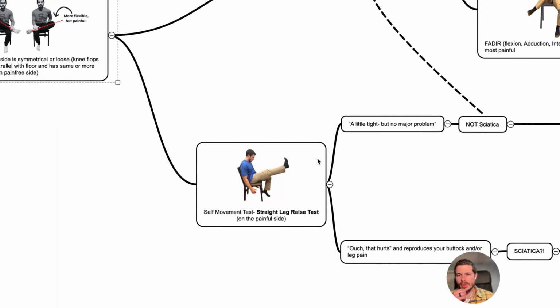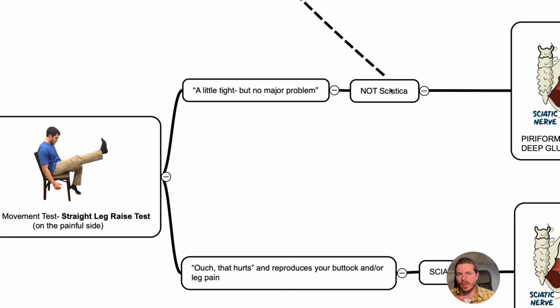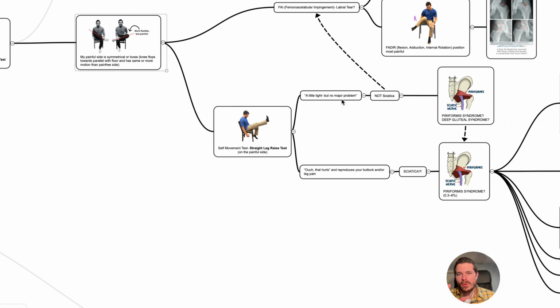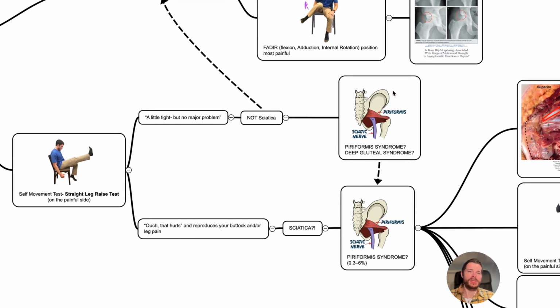So let's go ahead and do a straight leg raise test and see what happens on the painful side. Start with your heel on the ground, raise it on up. If you say, hey, Charlie, it's a little tight, but not too bad, chances are you don't have sciatica. We know, for example, that with a negative straight leg raise you can rule out sciatica with almost 95% certainty. So it's possible that you have something in the hip itself, and we just missed it. It's possible you have deep gluteal syndrome, piriformis syndrome, something like that, and for whatever reason, it's not aggravating your sciatic nerve. Not a high probability, but possible.